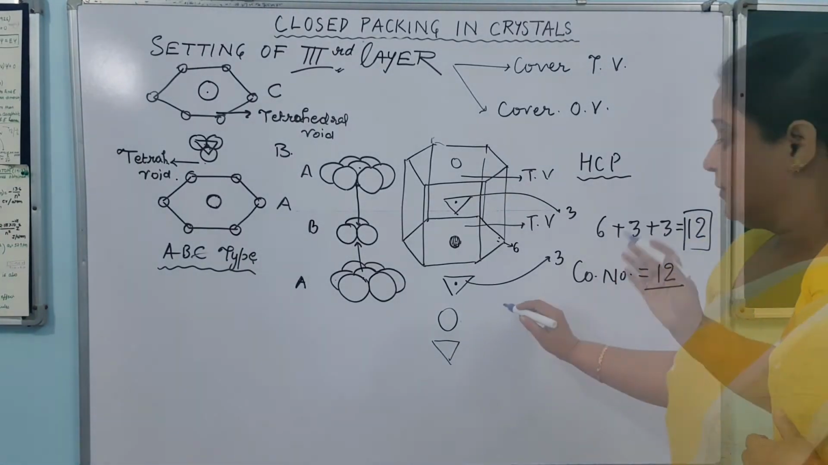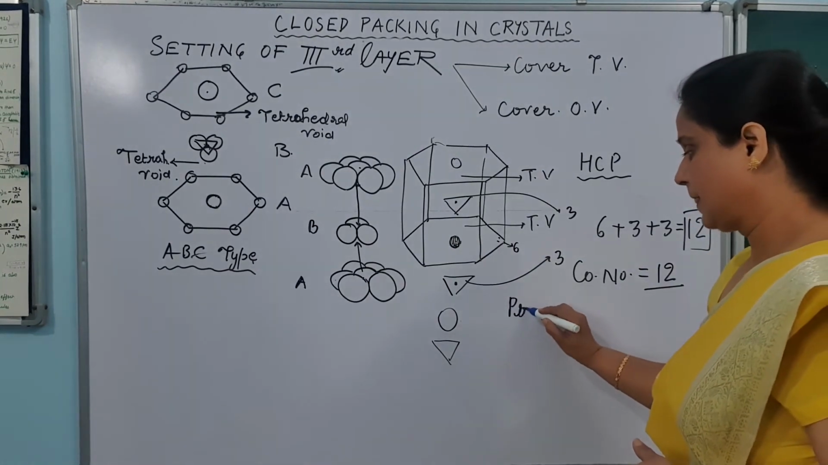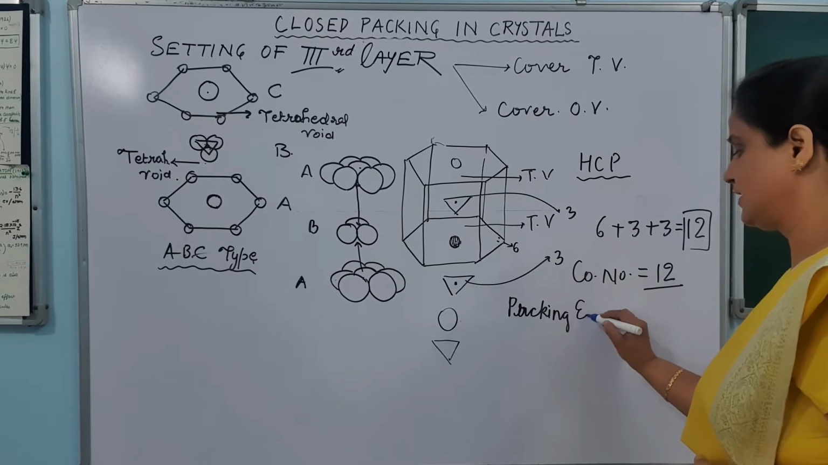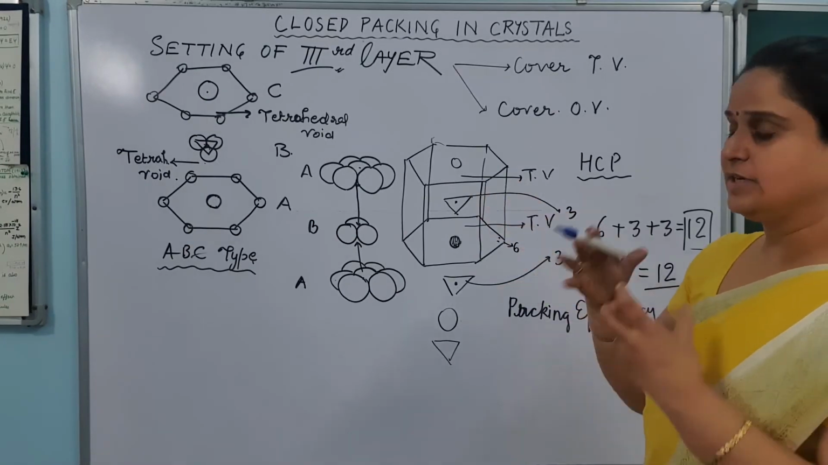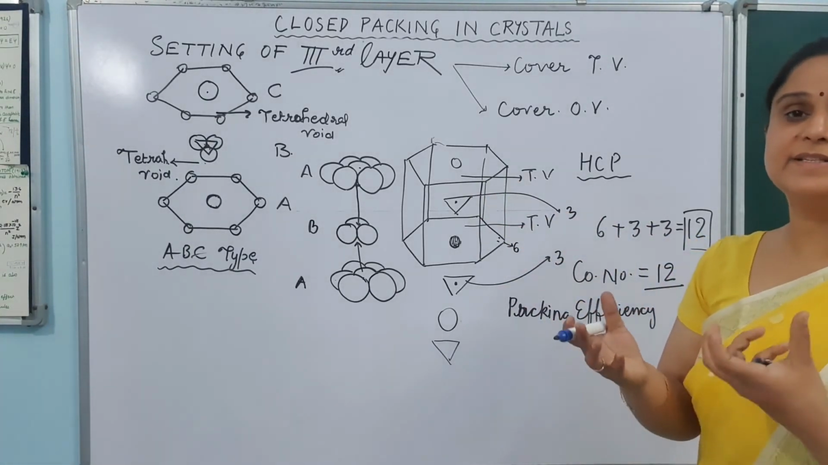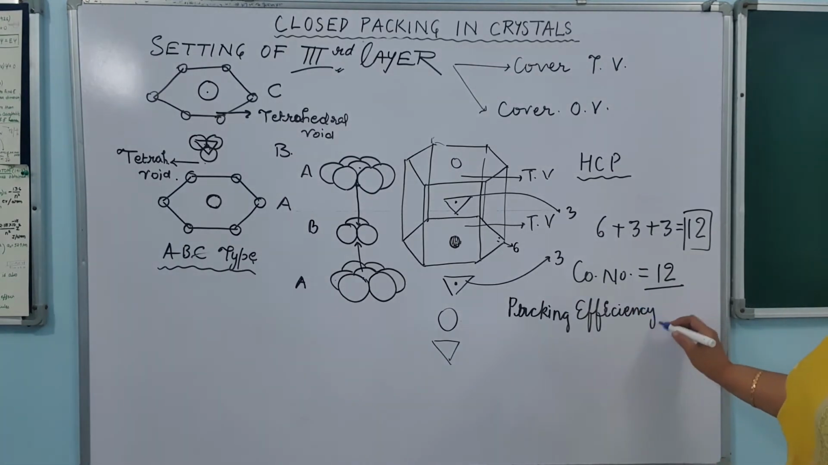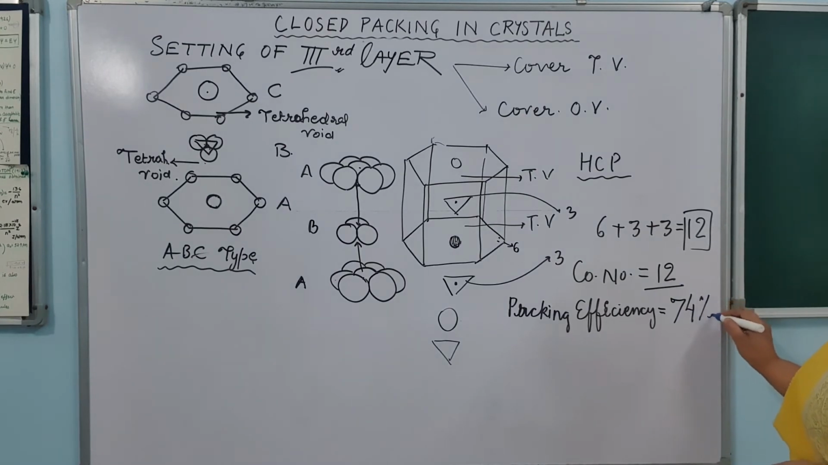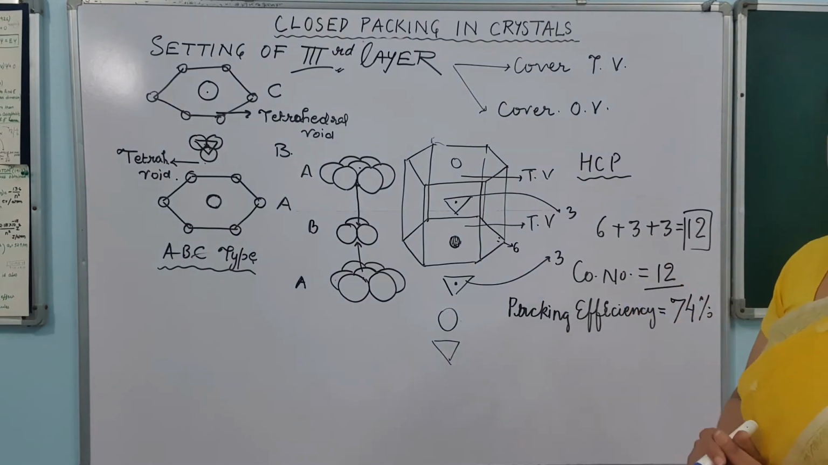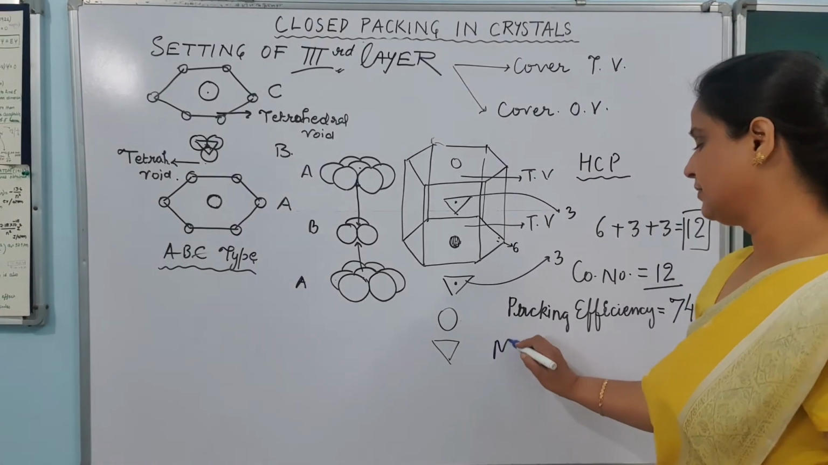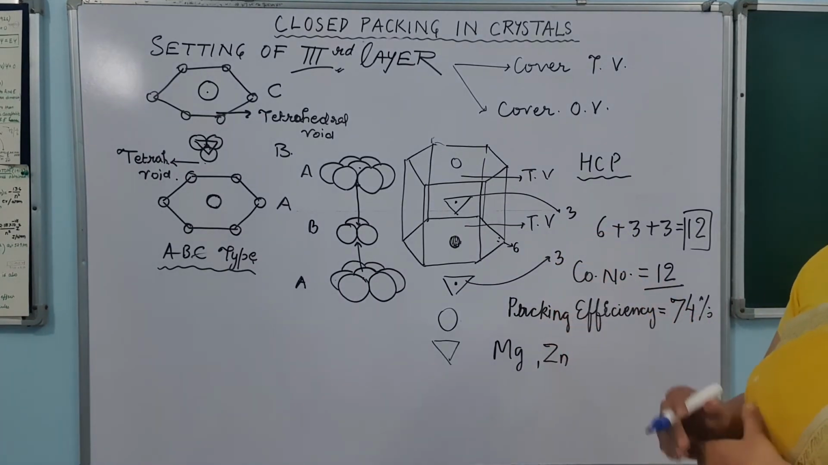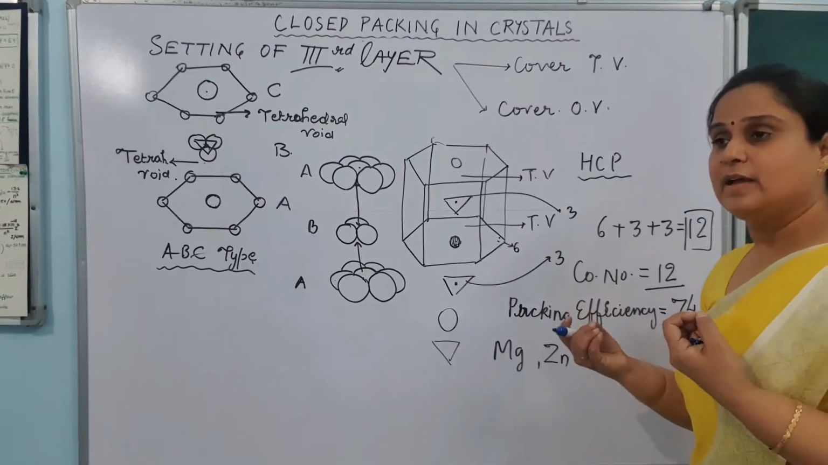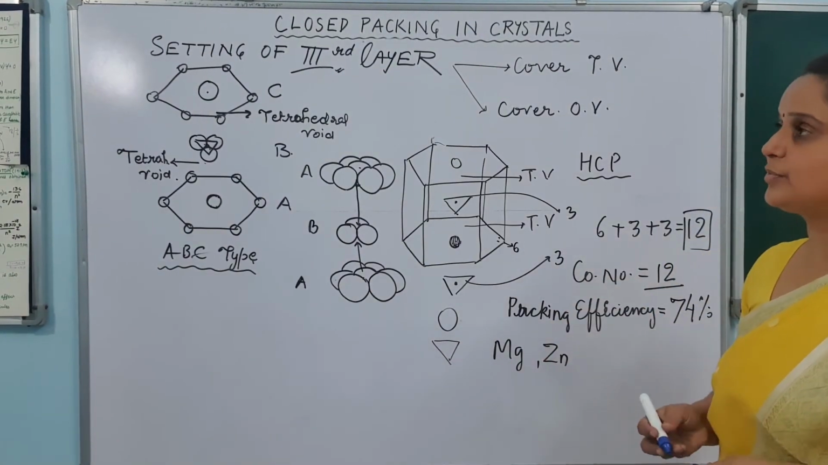And one more thing here, packing efficiency of this crystal. Packing efficiency means how much space it is occupied, how efficiently this is packing the cube. That is called packing efficiency, and the packing efficiency of this type of HCP crystal is 74%. It is very nicely packed, and the examples are magnesium, zinc. Okay, there are many atoms which are showing this type of crystal. Magnesium hai, zinc hai, vanadium hai, and cadmium hai. These are the examples of this type of packing.